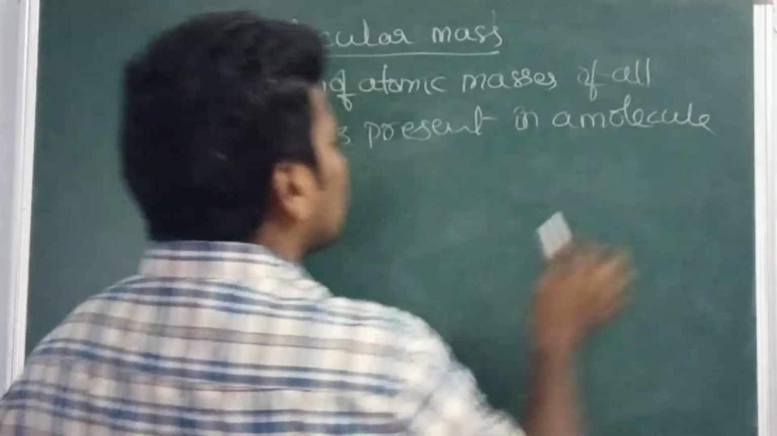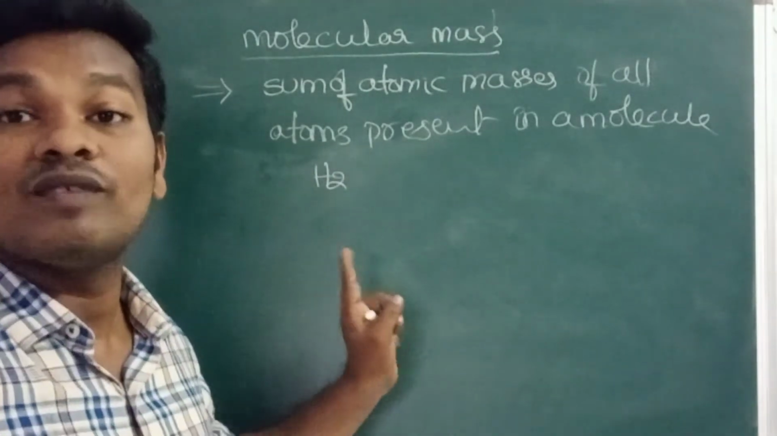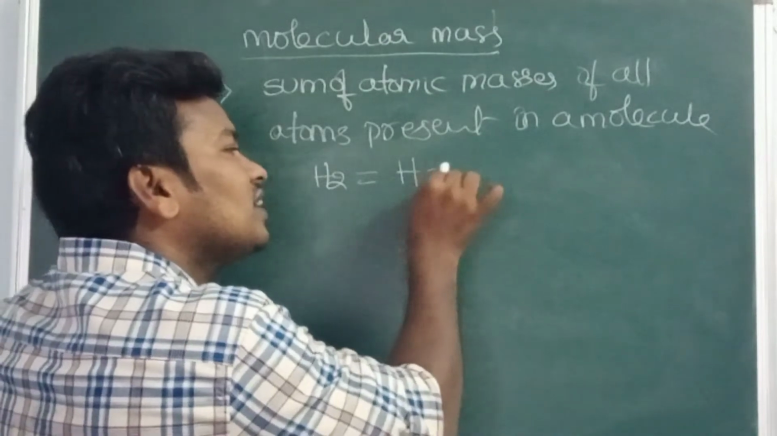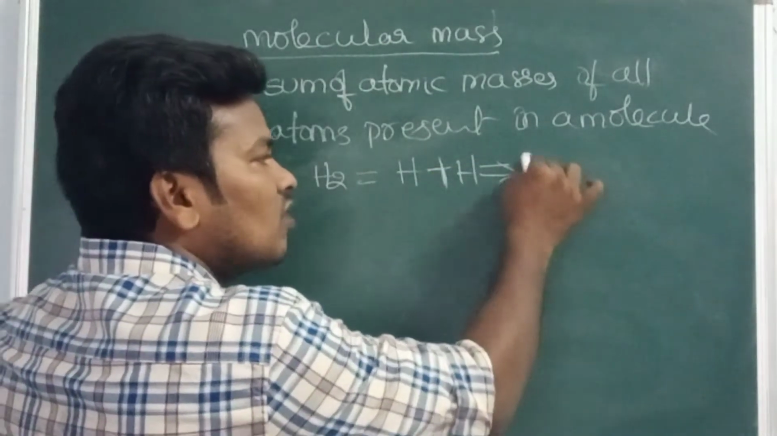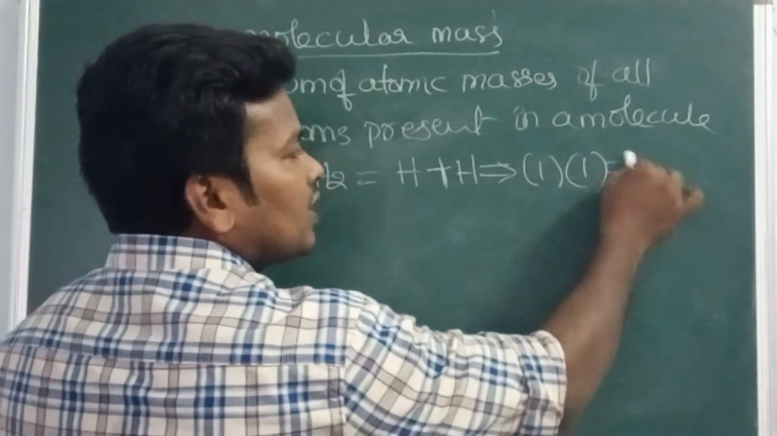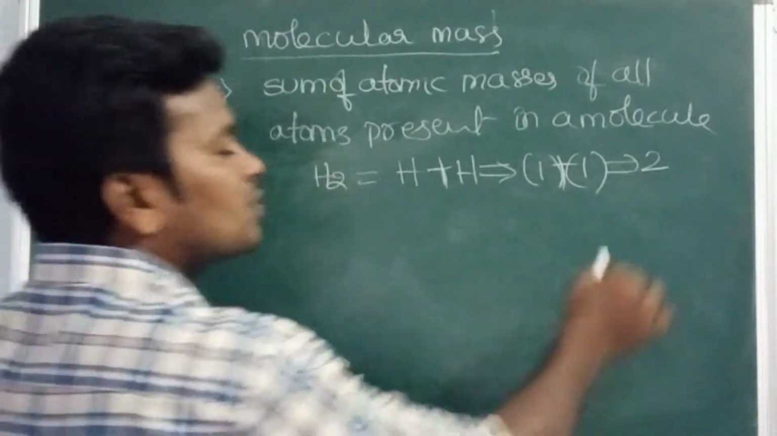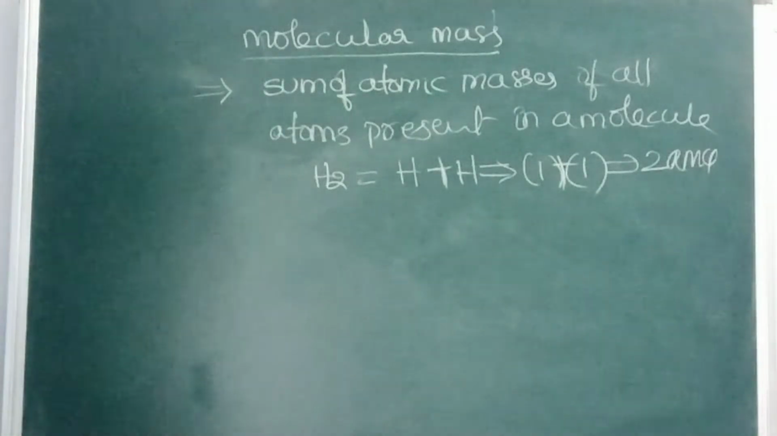In a molecule, for example, I am taking H2. H2 is a molecule, but I want the molecular mass. Molecular mass means the sum of the atomic masses of the atoms in a molecule. Hydrogen mass is 1, another hydrogen mass is 1. Combining, the sum, we will get 2. It is expressed in AMU.